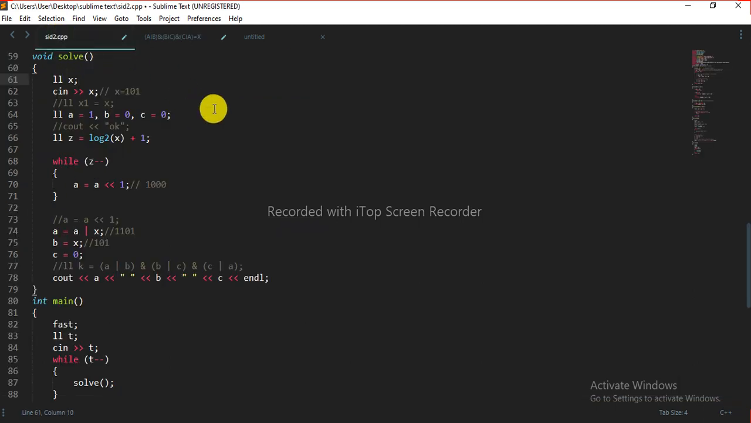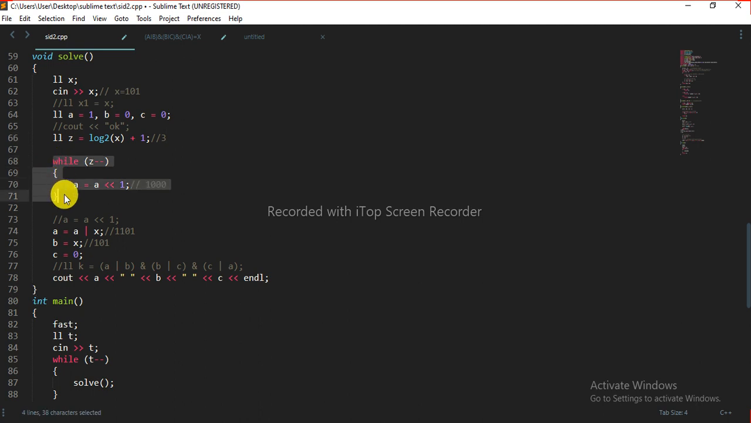Okay, so now we will see our code. I'm taking x as our input. For example, we are taking x as 101. The user is giving input x is equal to 101. We are taking three values a, b and c, and we are initializing a as 1. This operation finds the number of bits which are present in x. In x is equal to 101, the number of bits is 3, so z will be equal to 3.